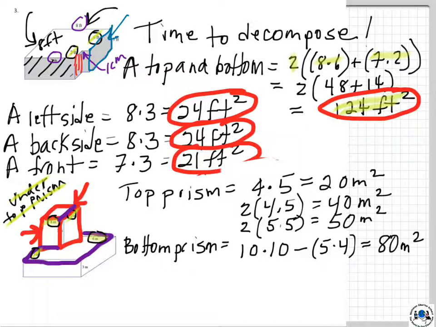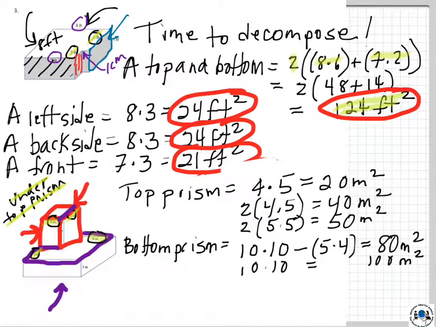So 10 times 10 is 100. And then I subtract away 20. So I'm left with 80 square meters on the top. The bottom is simple because it's the 10 by 10. There's nothing missing because nothing is on top of it.